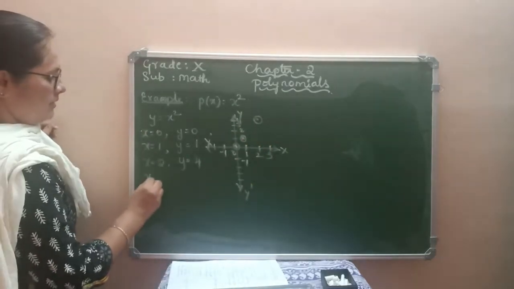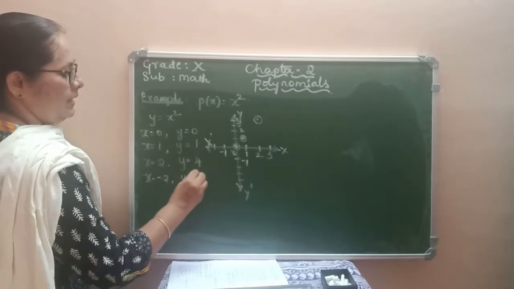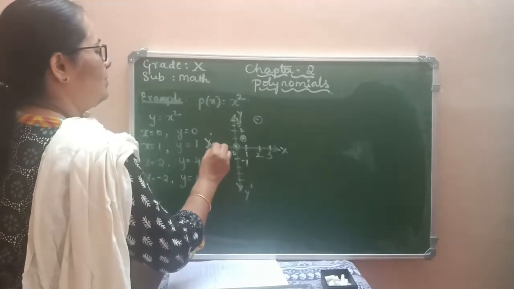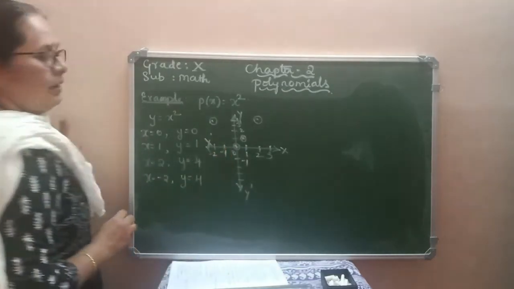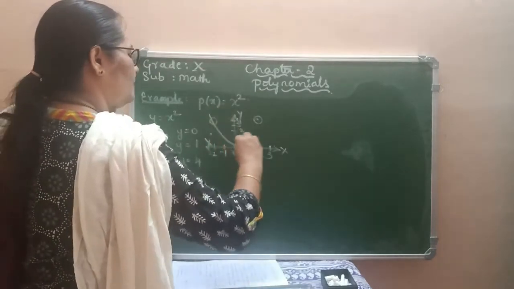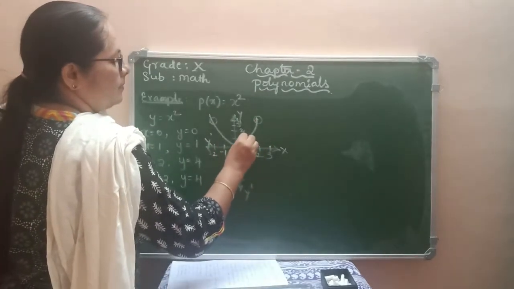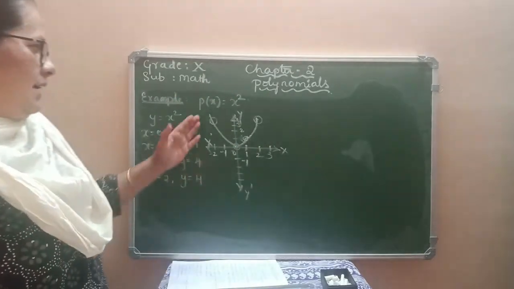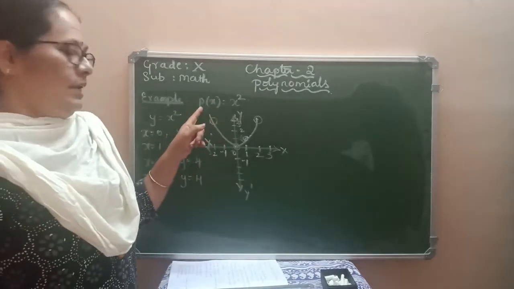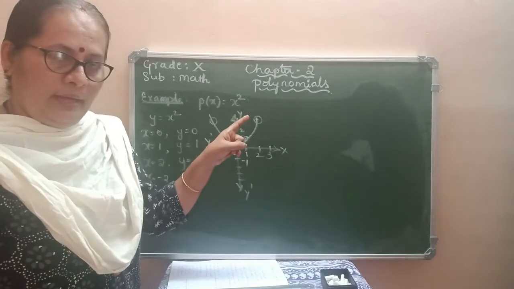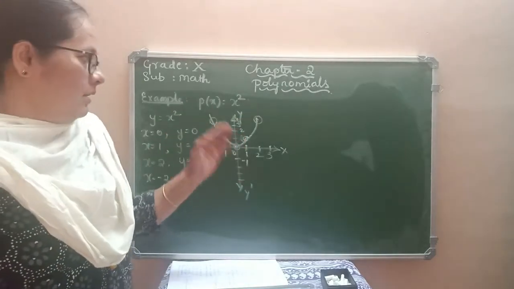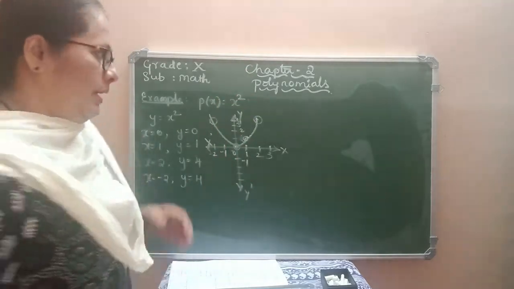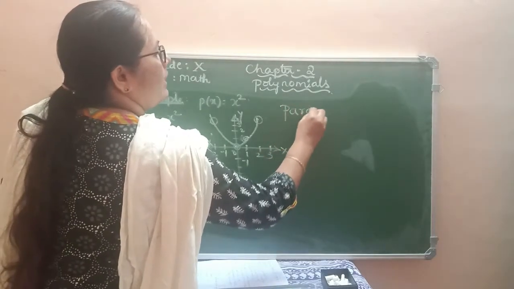If you take x equals minus 2, then also y equals 4, because minus 2 whole square is plus 4. So when x is minus 2, y is 4. Now join all these points. You will get a curve. So for this quadratic polynomial p of x equals x square, we get a curve that opens upward. This shape is called a parabola.